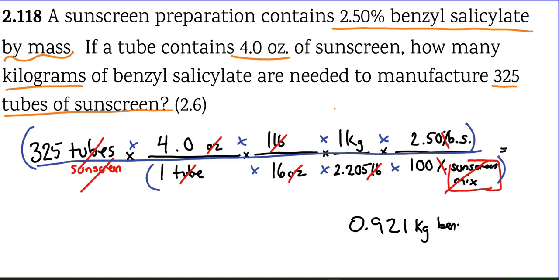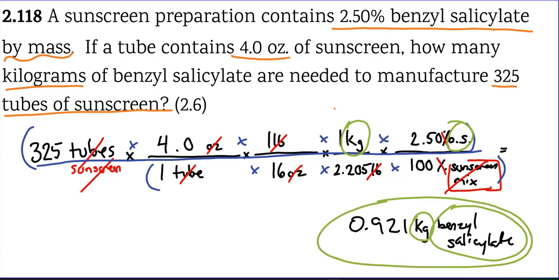We're going to stop after 3 significant digits because we had 3 significant digits of our active ingredient in percentage, 325 tubes. The only thing that might cause us to do 2 significant digits is the 4.0 ounces. So if you wanted to, you could make it 0.92 kilograms in case you got feedback that told you you were wrong.